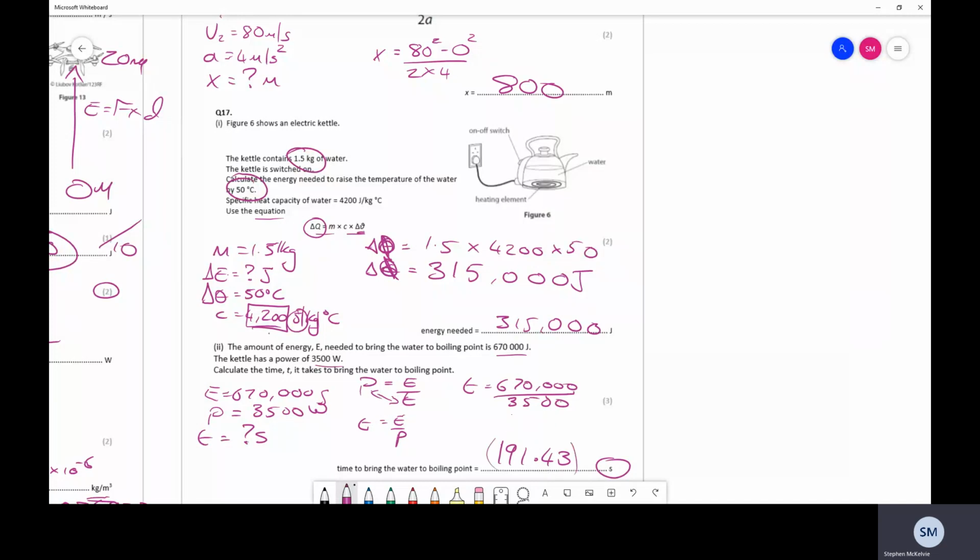Yep, so that seems a long time to boil a kettle, but there we go. 191 seconds. What's that? 2.5 minutes. Need to buy a new kettle.